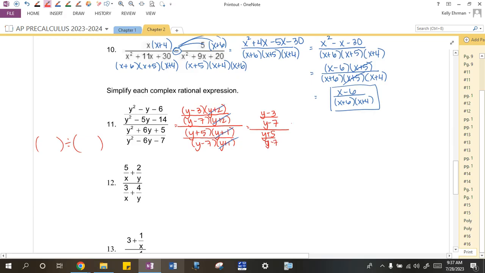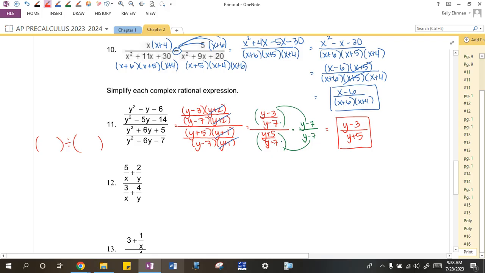Now, actually on this one, I guess it doesn't matter how you show this, but just to keep consistent with my methods, I could say multiply by the reciprocal of the bottom fraction, or I could just say they both have this y minus 7, so I'm going to multiply by y minus 7 over y minus 7. And if I do that, the y minus 7's cancel, and you're just left with y minus 3 on the top. Down here, the y minus 7's cancel, and you're left with y plus 5.